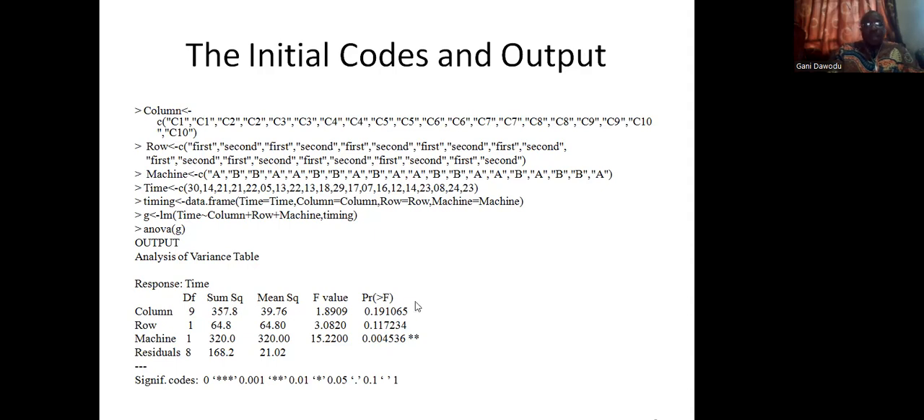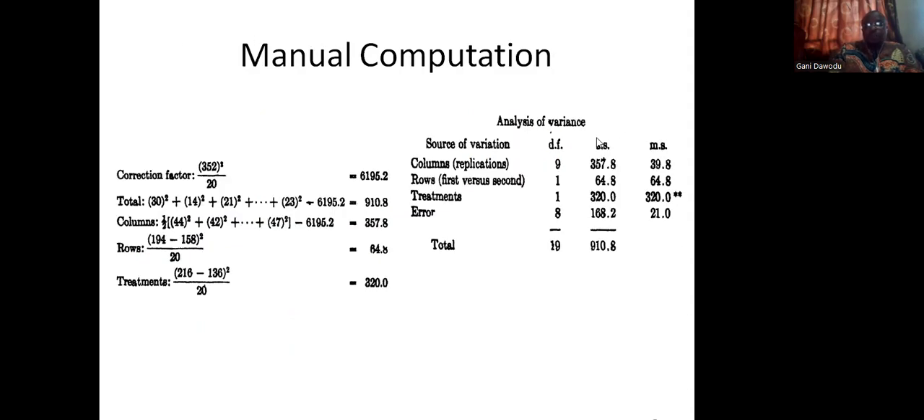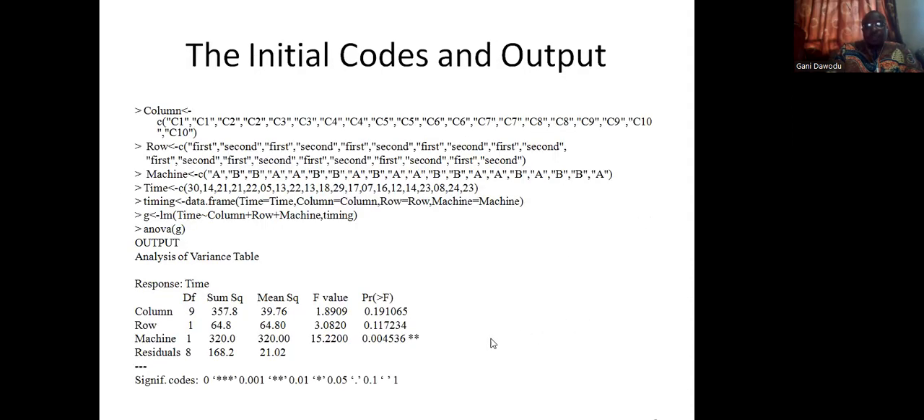Now it's time to compare. You quickly go back and see whether you are on the same page with R. See, 3964, 320, 21. Let's see what the situation is there. 3964, 320, 21. Seems we are communicating. And that's the respective probability. So again, don't be bothered about the row, don't be bothered about the column. Machine is what will be of concern to you.